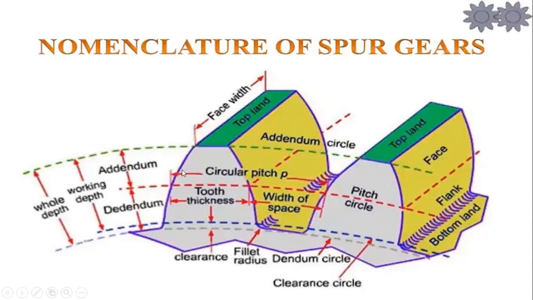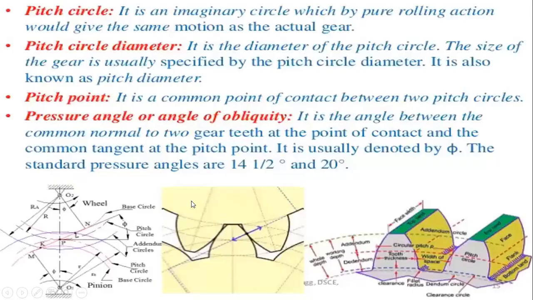So this is the circular pitch here. Let's go to the explanation. The first one is the pitch circle. The pitch circle is an imaginary circle which acts by pure rolling action. When we roll the gear, the pitch circle comes into action and gives the same motion as the actual gear.